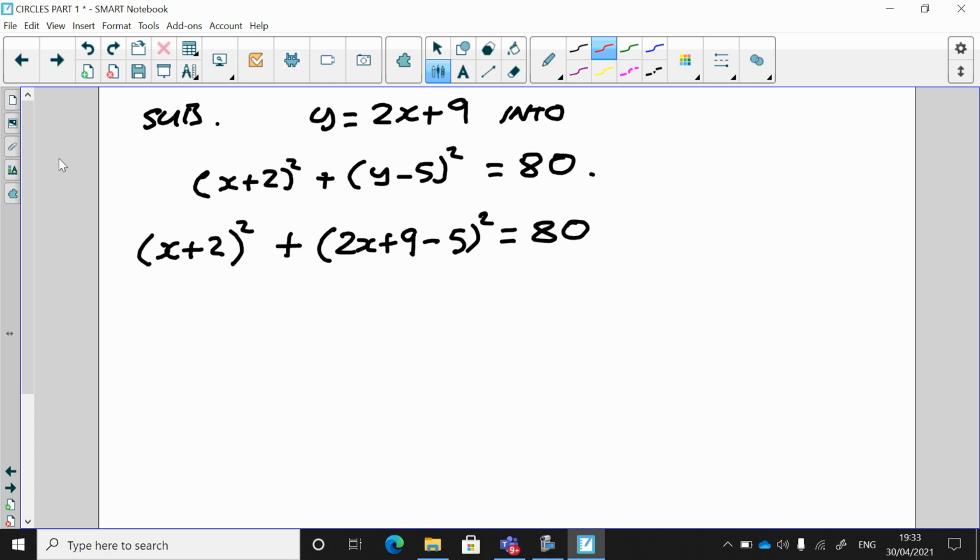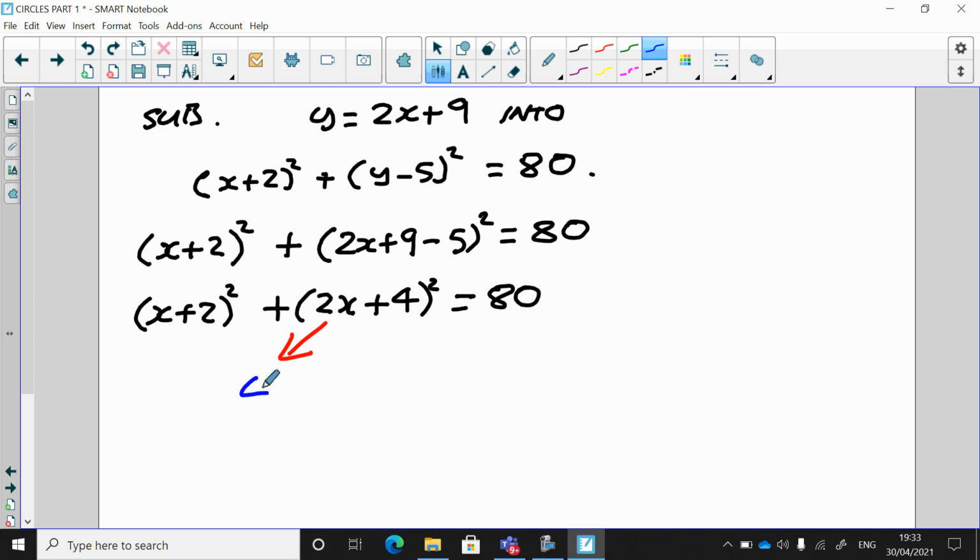Let's tidy up the 2x plus 9, take away 5. 9 take away 5 is 4, or plus 4. So we'll get that there. Let's square up the brackets. x plus 2 all squared is x squared plus 4x plus 4. And then 2x plus 4 all squared, what's that? I'll do that for you.